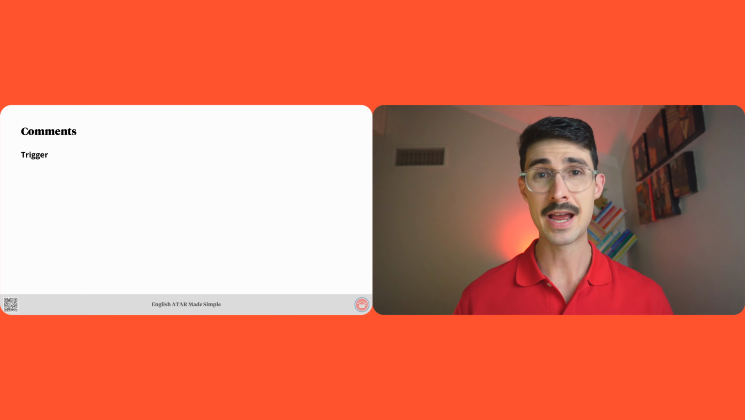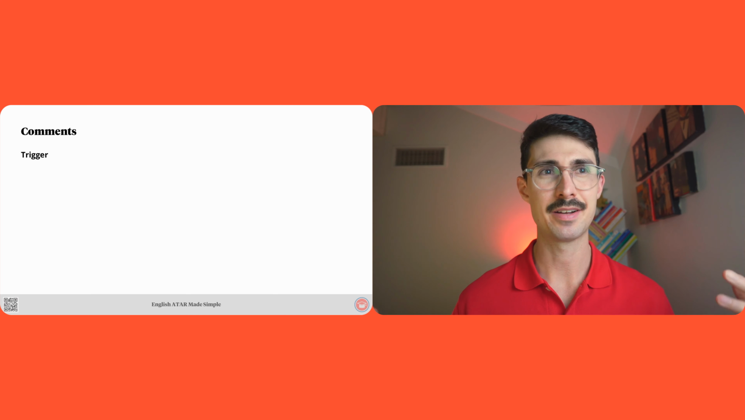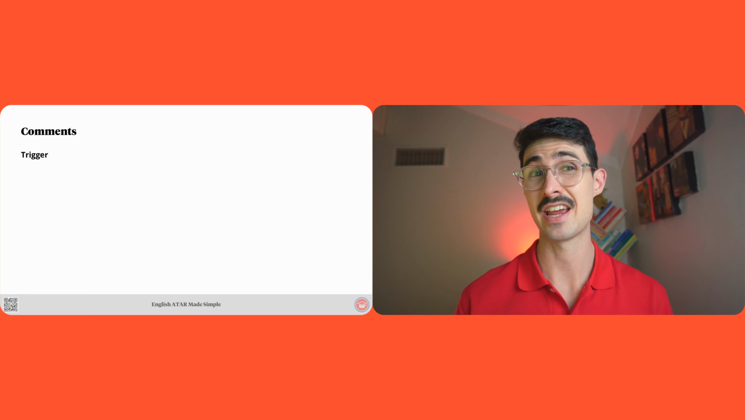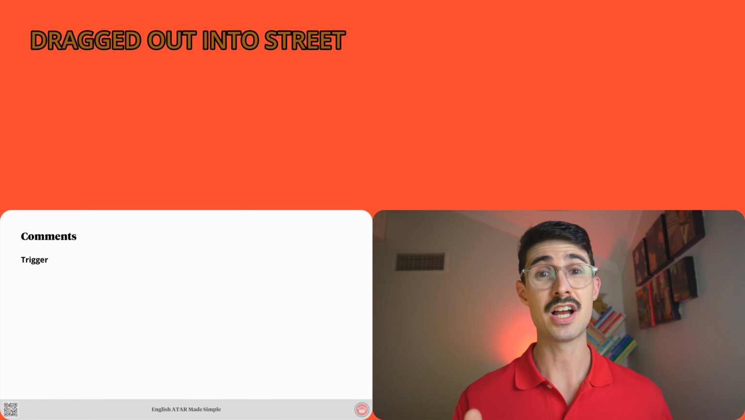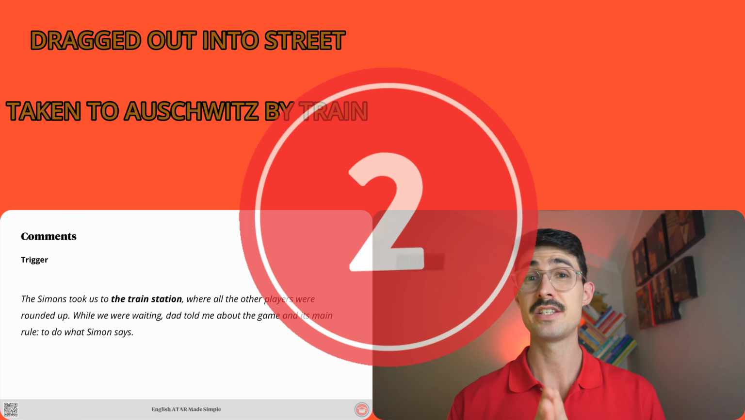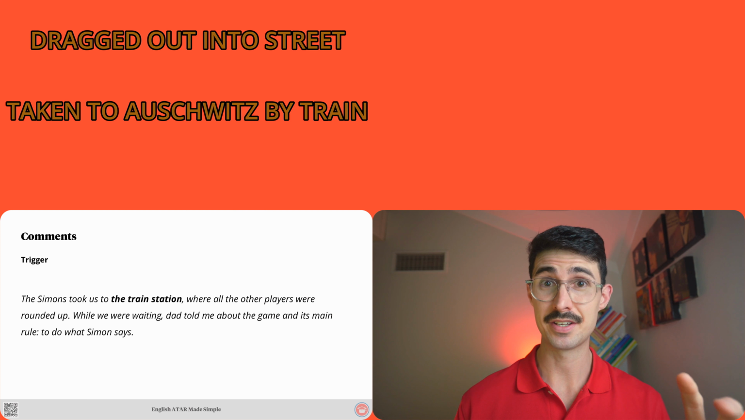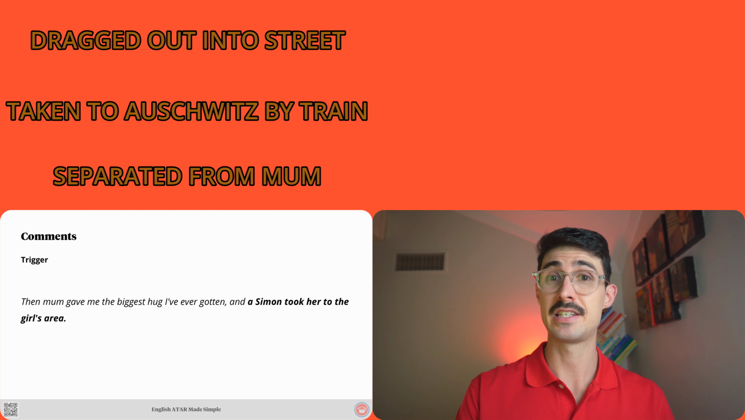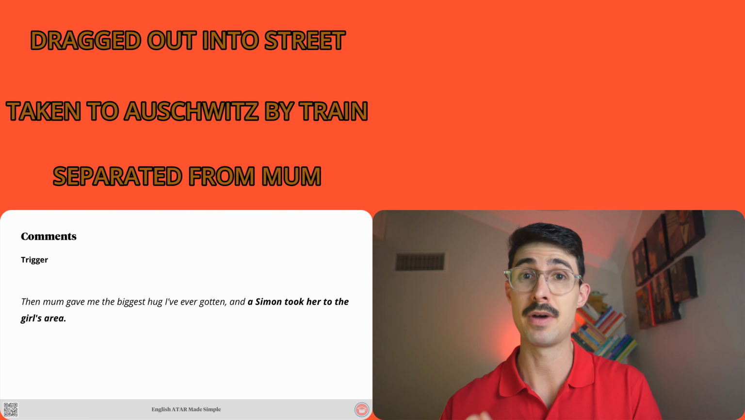The background section also gives the reader some insights into how Charlie ended up in the concentration camp to begin with. We're told Charlie and his family were dragged out into the street. Charlie's family and the other players were taken to Auschwitz by train. And Charlie and his dad were separated from Charlie's mum once they arrived.